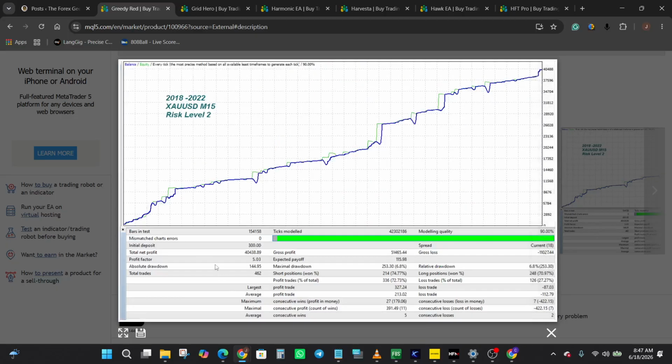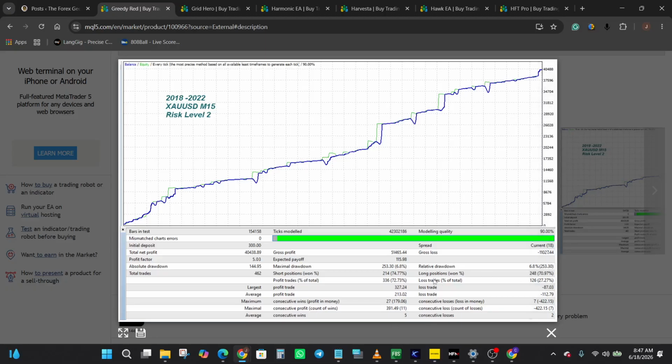Okay, and here we have 2018 to 2022 XAUUSD M15. The risk level is 2. Initial deposit was $300. Total net profit was over $40,000. And then here we have the win rate at 72.73%.